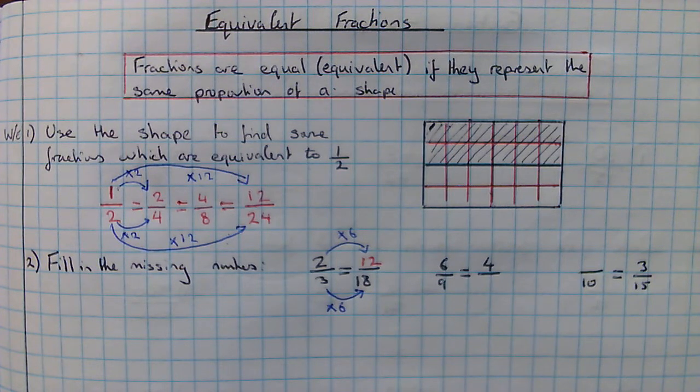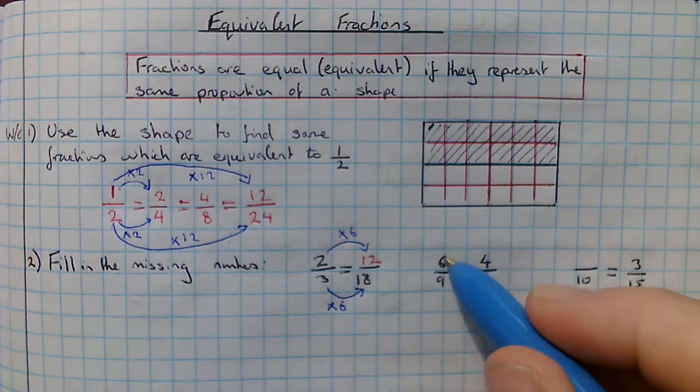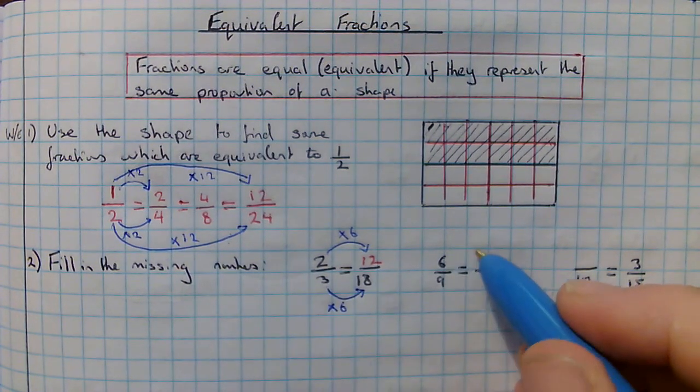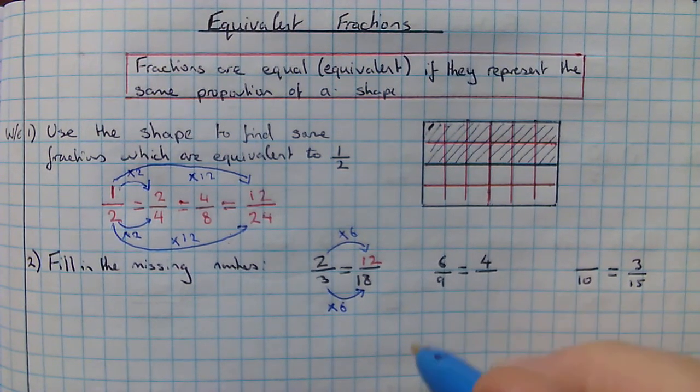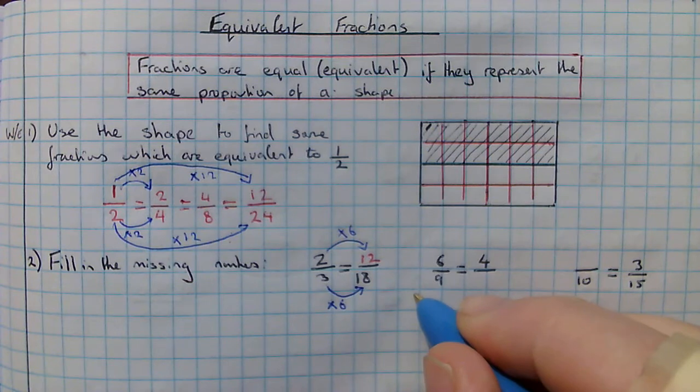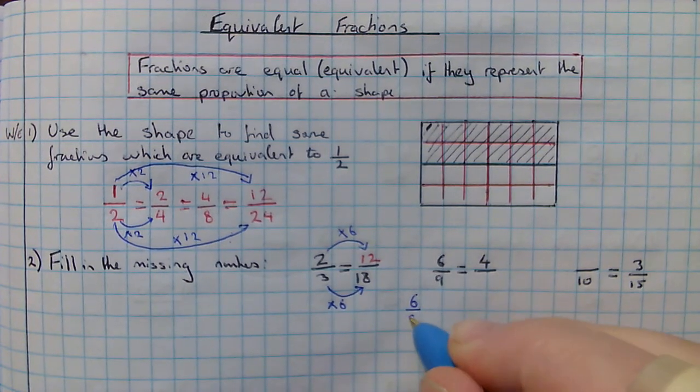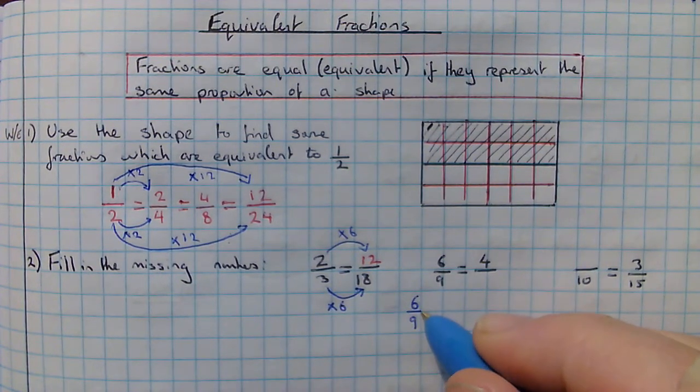So it's not obvious how I can go from 6 to 4. I'm not multiplying it by a whole number, I'm not dividing it by a whole number. And this is a really common question for the GCSE. So we start with 6 out of 9. Well, the first thing I'm going to do is to ask, can I make that simpler?